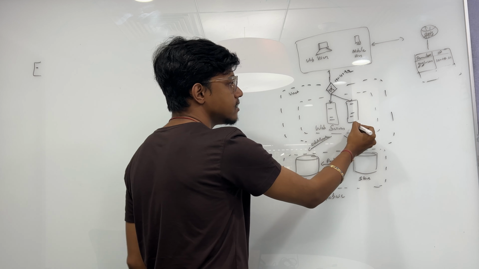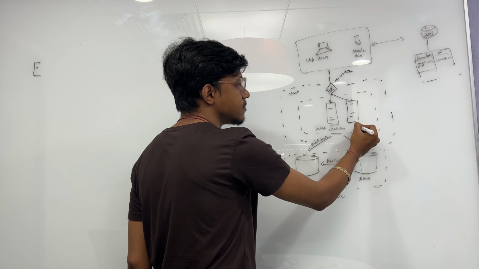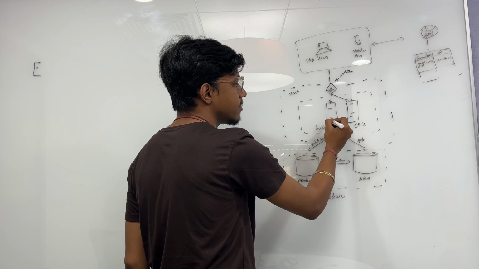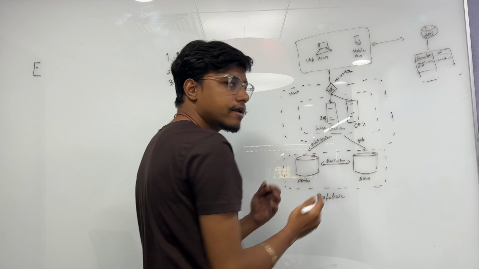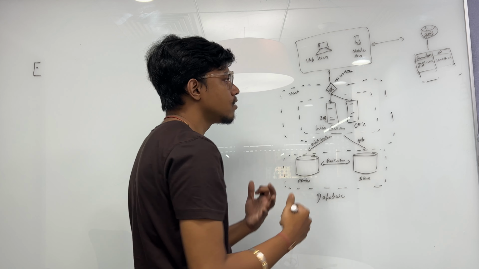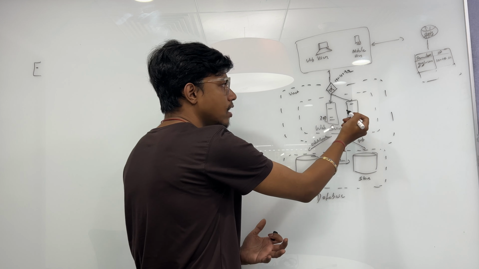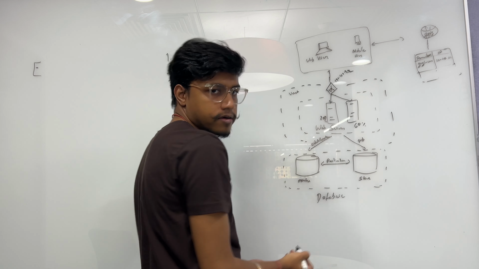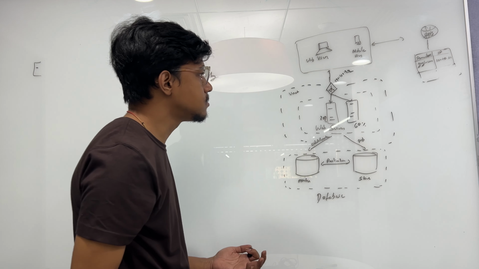If this server has a load of 60%, and this server has a load of 20%, the load balancer internally has algorithms it can work on to decide: no, we now have to route traffic to this web server. So yeah, this is the load balancer.